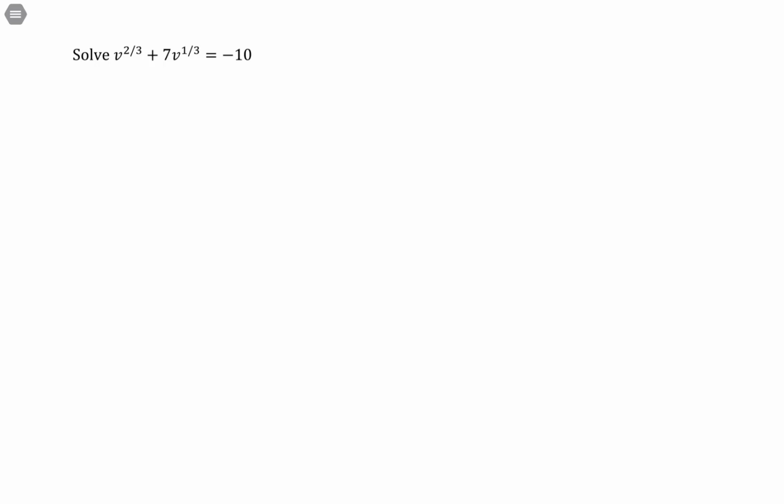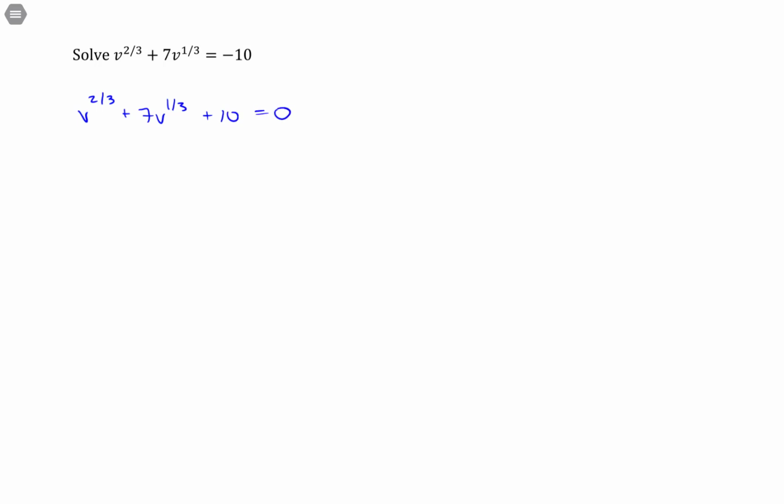Solve v to the 2/3 power plus 7v to the 1/3 power equals -10. Well, this one's a bit tricky. Let's see. So v to the 2/3 power plus 7v to the 1/3 power. And I'll go ahead and bring this 10 over and make this plus 10 equals 0.